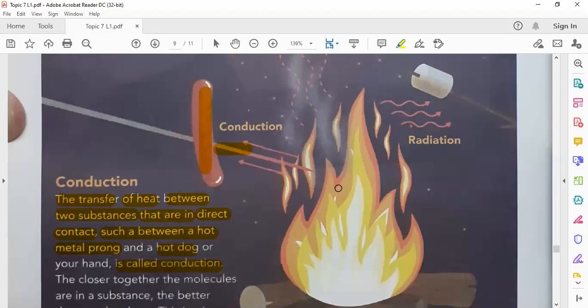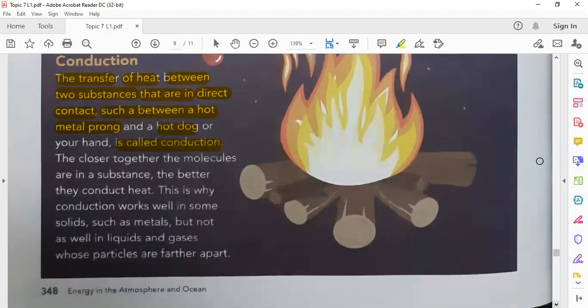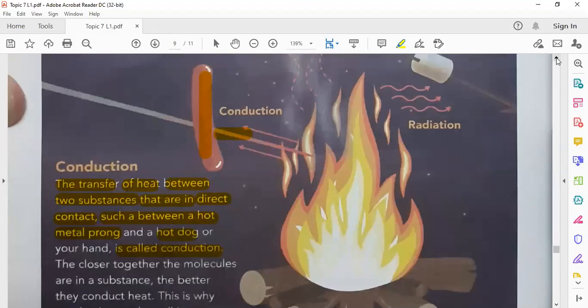The fire, or the campfire, is in direct contact with the metal, and the metal is in direct contact with the hot dog. So in this way, heat moves by conduction.